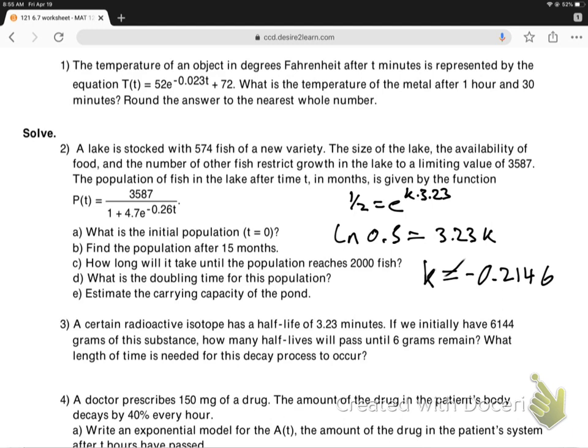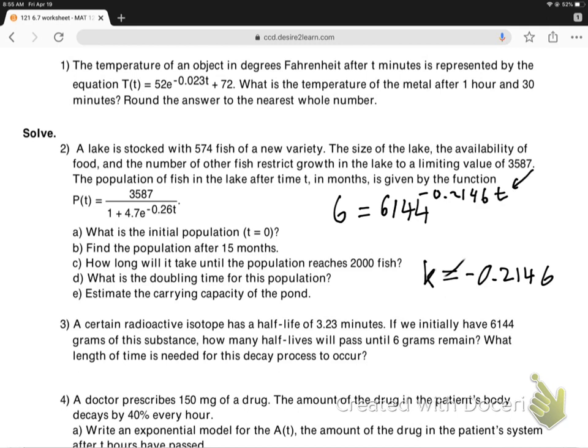So, if we initially have 6144, how many half-lives will pass until 6 grams remain? Okay, so what I'm going to do now is this. If I now know what k is, I can do this. We have initially 6144 grams. In the future, we're going to have 6 grams. I do know that this now is negative 0.2146. And I'm now looking for t.